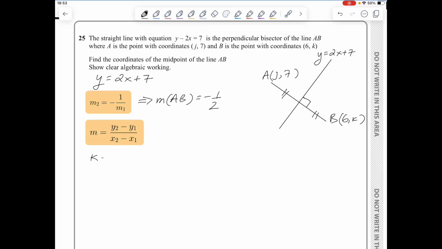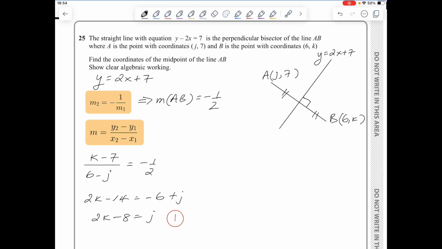So I get (k minus 7) over (6 minus j) is equal to minus 1 over 2. Let's cross multiply. So 2k minus 14 is equal to minus 6 plus j. And if I rearrange, I will get 2k minus 8 is equal to j. So this is one of the two equations that I'm going to have to solve simultaneously.